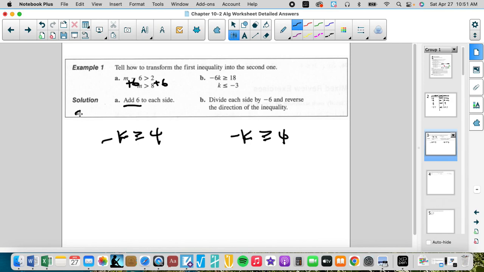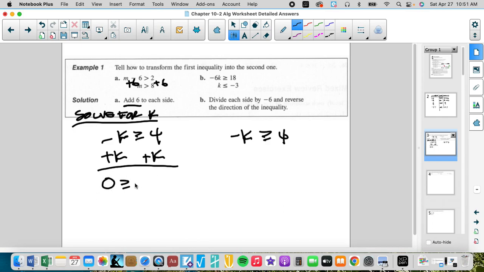We're solving for k, and to solve for k, one of the ways is, hey, why don't we add k to both sides? We would get x is greater than or equal to k plus 4. Then we can subtract the 4 over, and we get negative 4 is greater than or equal to k, or k is less than or equal to negative 4.